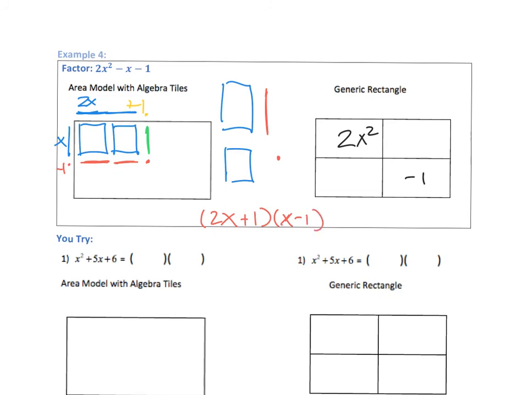Going back over to the generic model, I've figured out that this value is 1x. This value is negative 2x. If I look at my vertical, I'm going to say that my GCF is 2x. If I look at my vertical on the right, I'm going to say it's 1. Horizontal is going to be x. Horizontal on the bottom is going to be negative 1. And that's exactly what I've written down below.